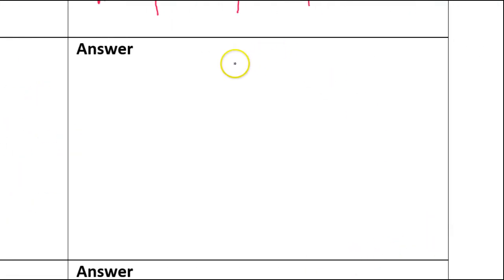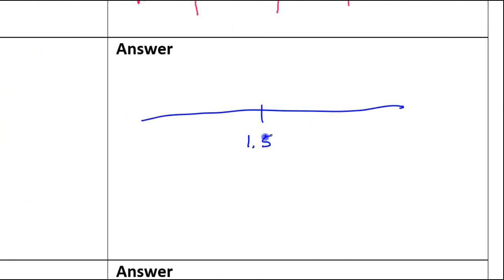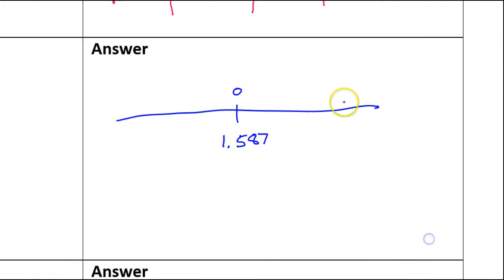So when I go to do my number line, 1.587 is going to be right here. Now, should I make this an open circle or a closed circle? I'm going to leave it an open circle. We want the function to be greater than 0, not equal to 0. And this is a value where the function equals 0. So this is not to be included, so I'm going to leave it an open circle.